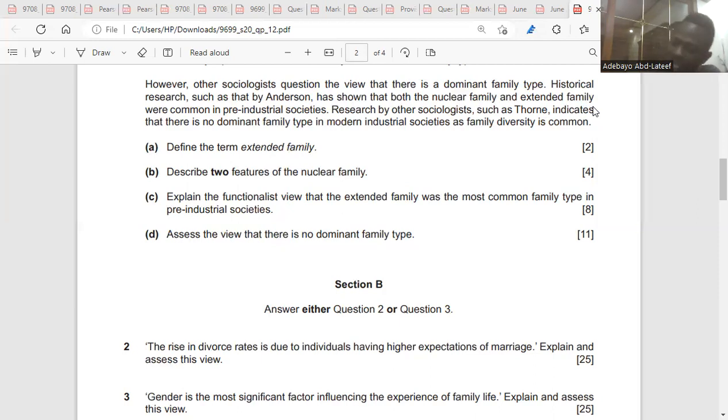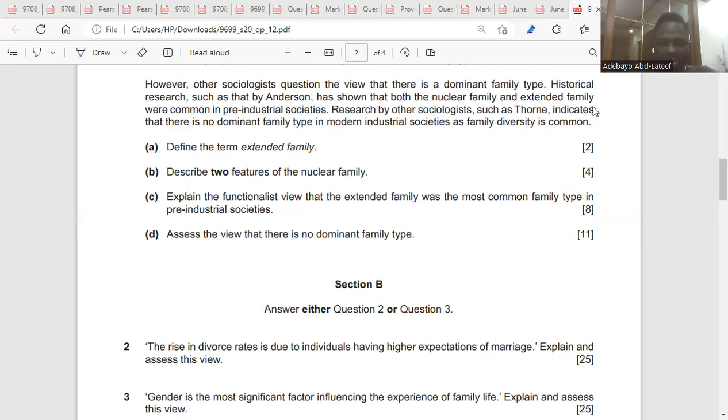Is it clear? Okay. So on this question, it doesn't matter if we talk about the extended family or the nuclear. It's just about making points out of the family. Is it clear? Yes. So go to the next question.